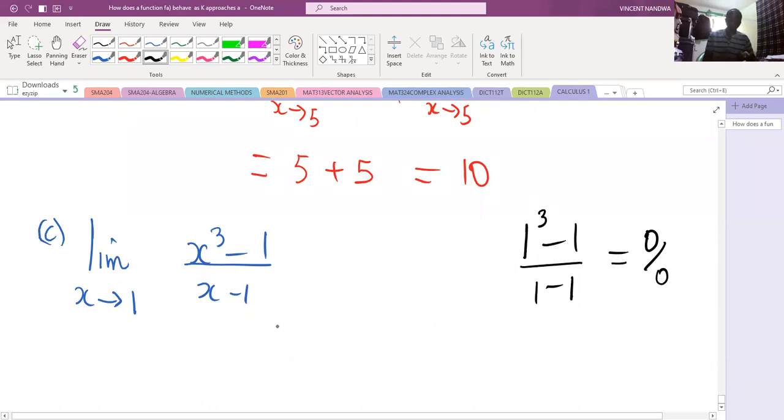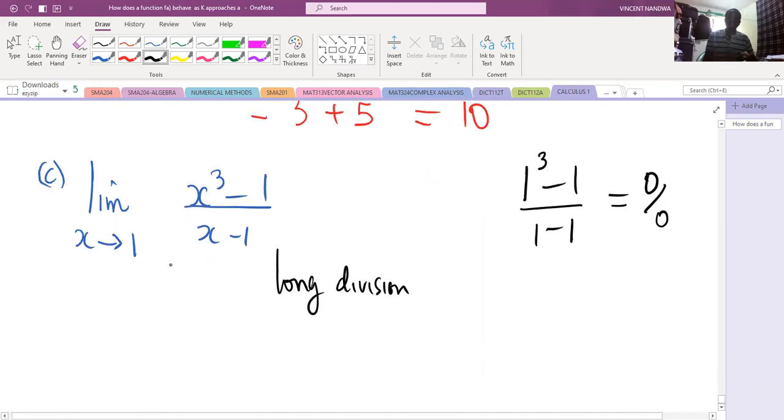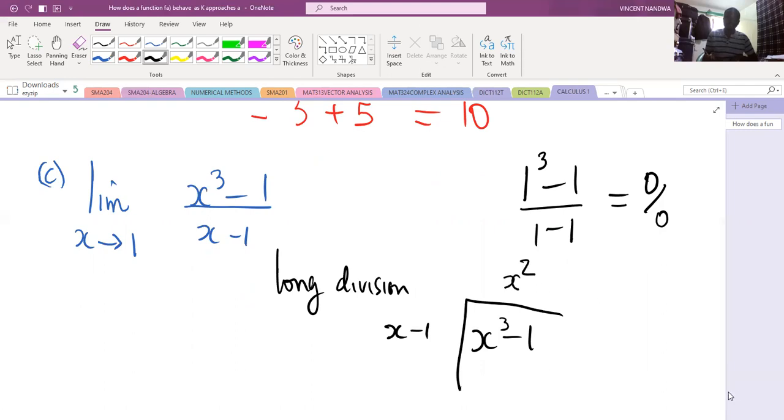So do what we call long division. And this is how we carry out long division. So you write the numerator x power 3 minus 1, and then you write x minus 1. Then you ask yourself, what should I multiply by x to get x power 3? So that's x squared. So write x squared here. And then x squared by x gives x cubed. x squared by minus 1 is minus x squared.